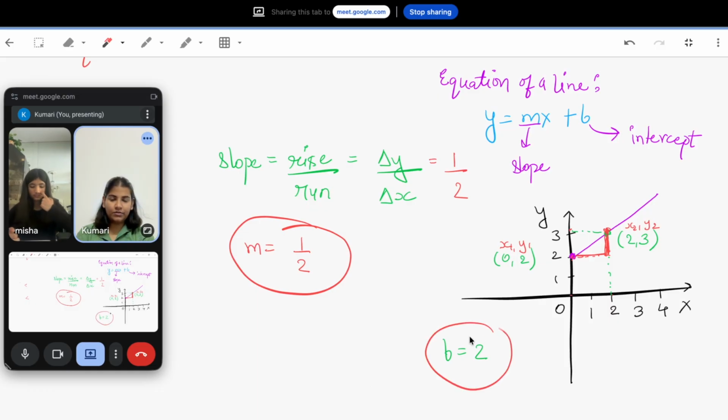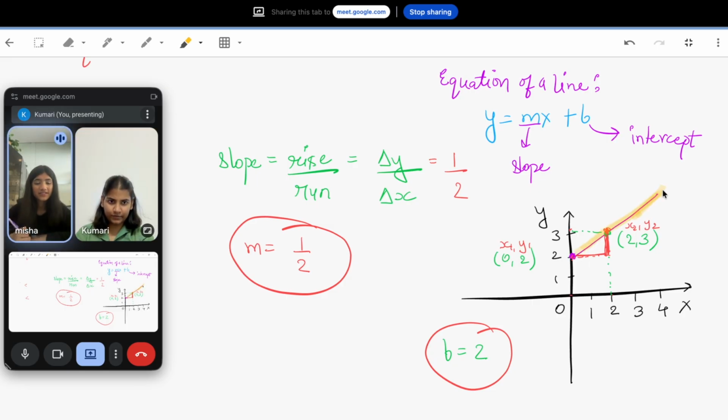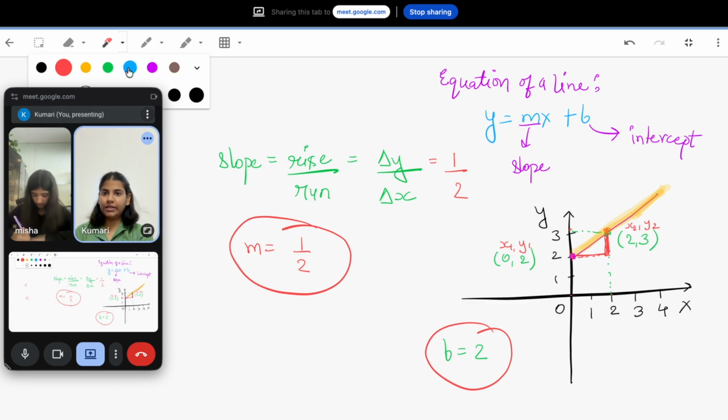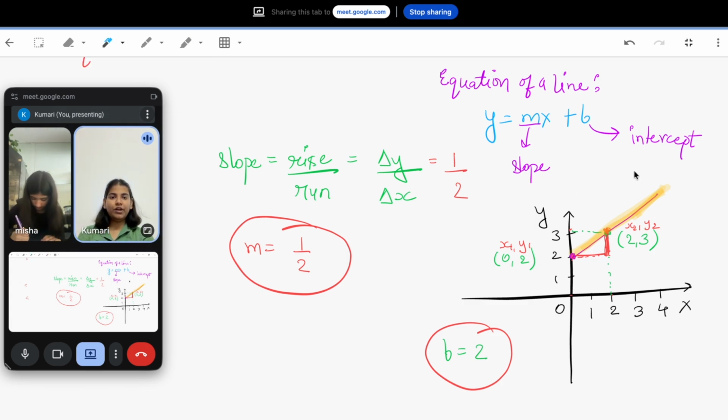Now your slope is 1/2, your intercept is 2. So what will be the equation of your line? What will be the equation for this pink line over here? Or let me make it a yellow line. That would be 1/2 x plus 2. Y equals 1/2 x plus 2. So the equation of this line is going to be y equals 1/2 x plus 2.